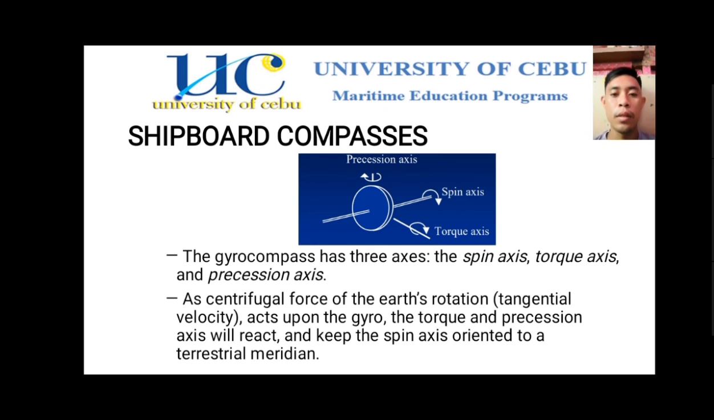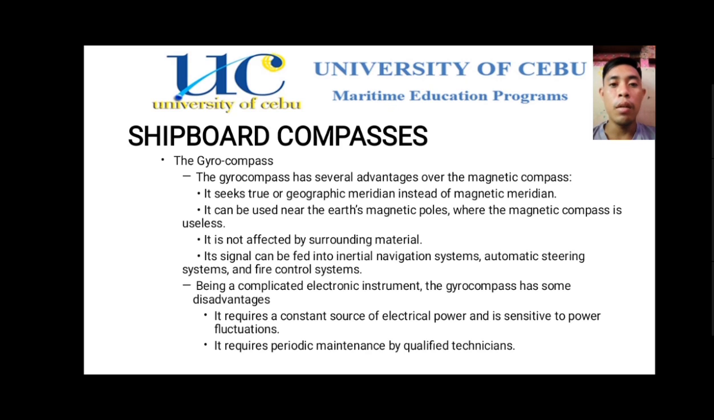Shipboard compasses. The gyro compass has three axes: the spin axis, torque axis, and precession axis. As centrifugal force of the Earth's rotation and tangential velocity act upon the gyro, the torque and precession axes will react and settle the spin axis oriented to a terrestrial meridian.